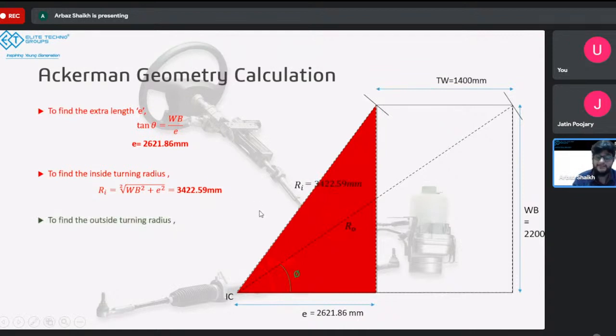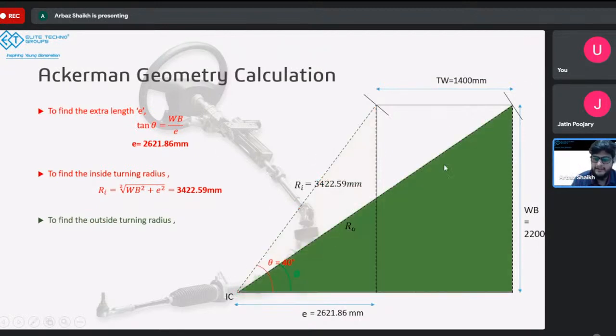next, we go for the outside wheel turning radius. So again, this is what we want to find out. To calculate RO, the outside wheel turning radius, we consider this green triangle. In this green triangle, again the vertical face or the perpendicular edge is going to be WB, and the base of this triangle is E plus the track width. So you can see here we have the track width, and if we add this E with the track width, you will get the base of this triangle, right?